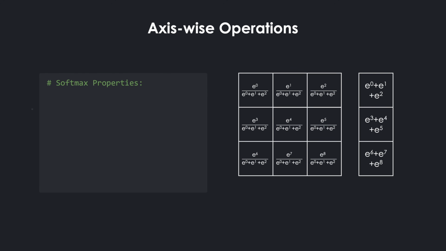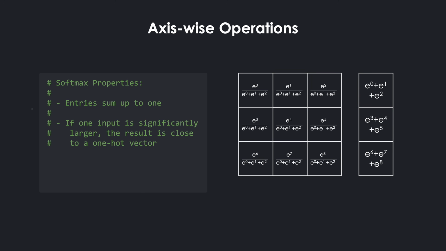The softmax function has 3 important properties. First, the entries sum up to 1, so the results can be interpreted as a probability distribution. Second, if one value in the input is significantly larger than the others, say larger by 6, the result will be close to a one-hot vector, where only this entry is 1 and the others are 0, since the exponential function boosts large values disproportionately strongly.